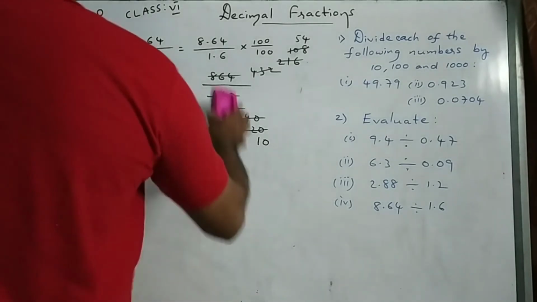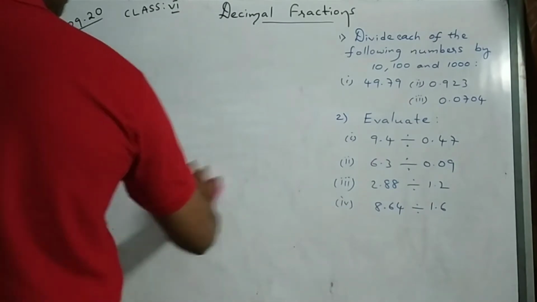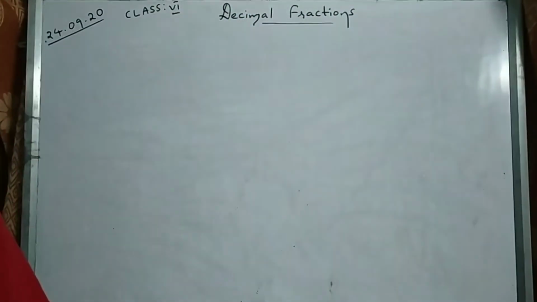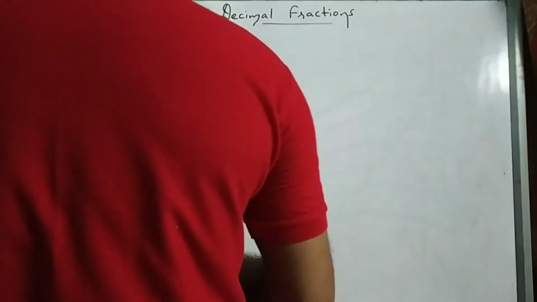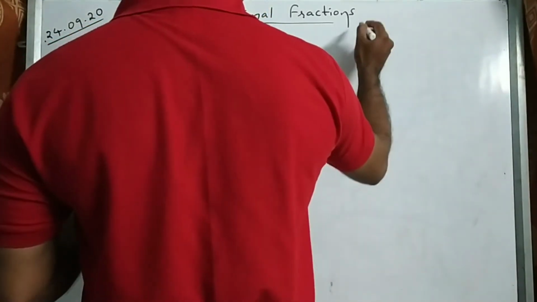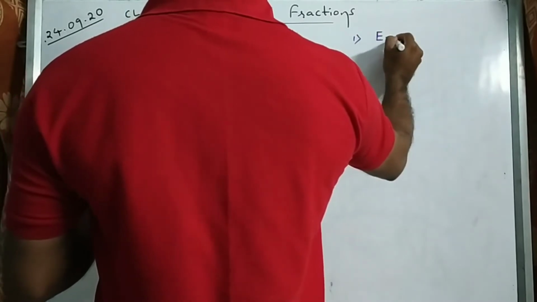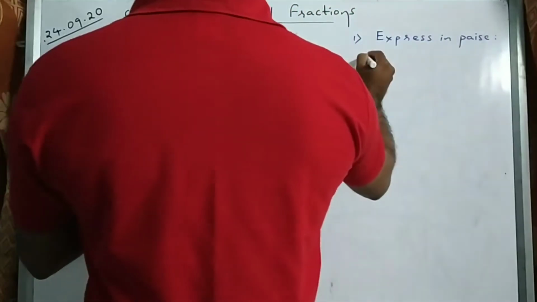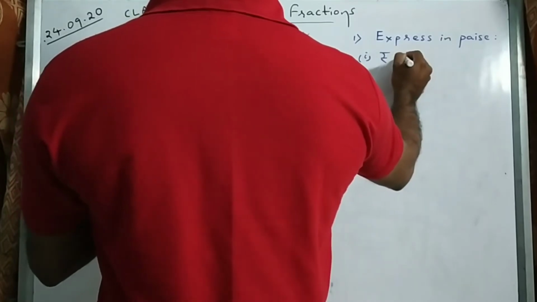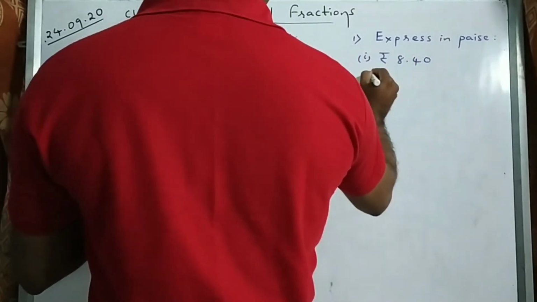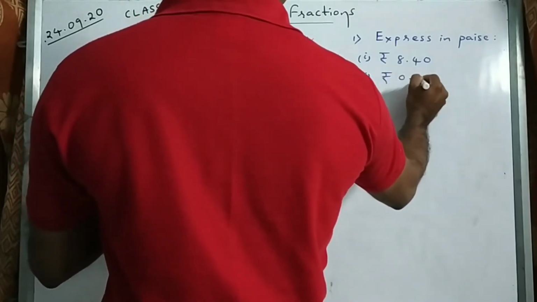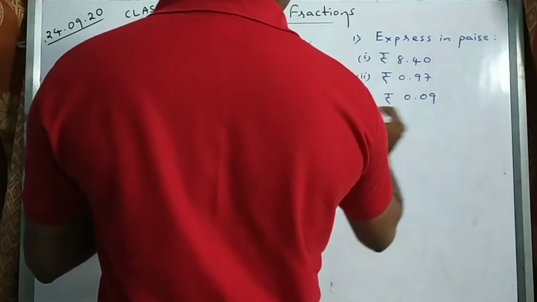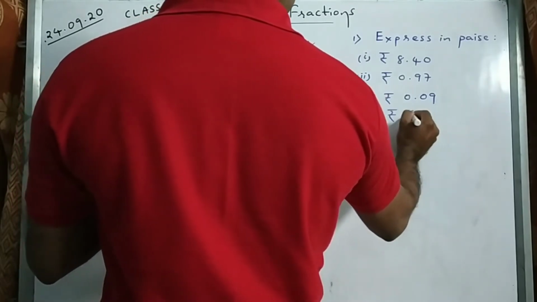Next, express in pies. Express in pies. First one, rupees 8.40, rupees 0.97, rupees 0.09, rupees 62.35.